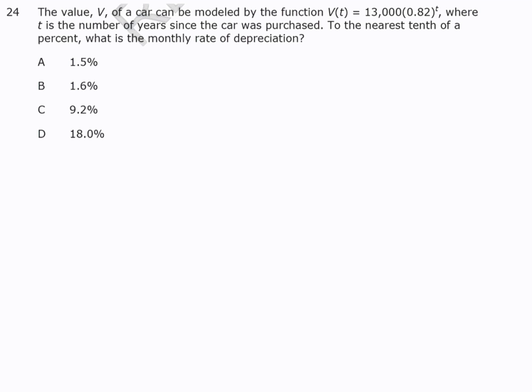The value v of a car can be modeled by the function v of t is equal to 13,000 times 0.82 to the t power, where t is the number of years since the car was purchased. To the nearest tenth of a percent, what is the monthly rate of depreciation?